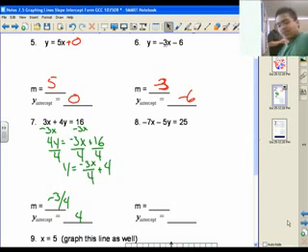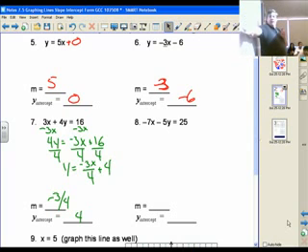Okay, and that is correct. Notice he subtracted 3x from both sides, which gave him 4y equals negative 3x plus 16. Divide both sides by 4, and that gives us negative 3/4 x plus 4 in slope-intercept form. Slope is negative 3/4. Our y-intercept is 4. All right.